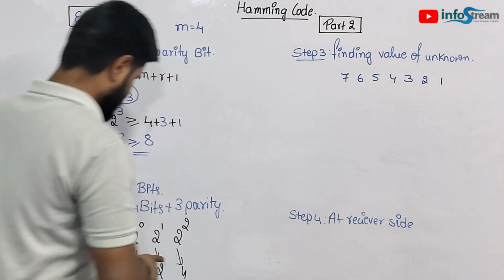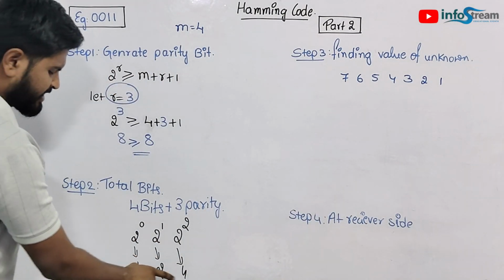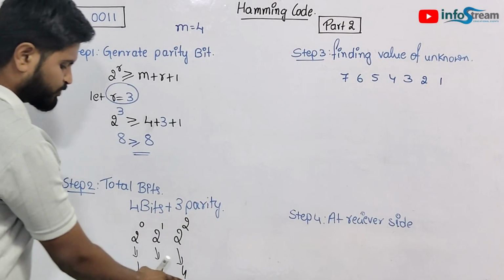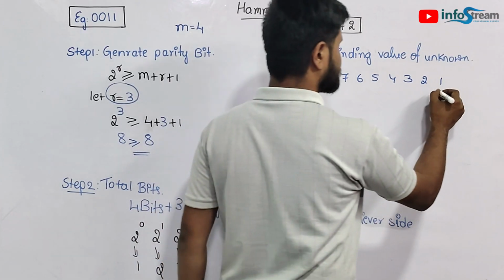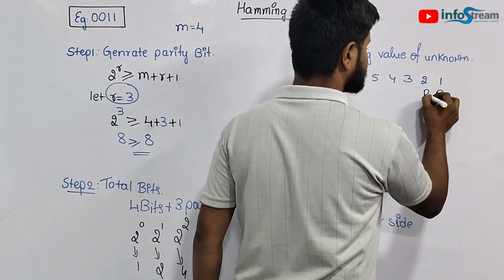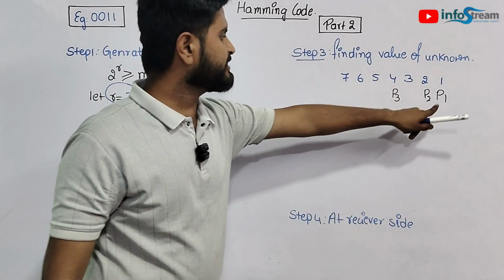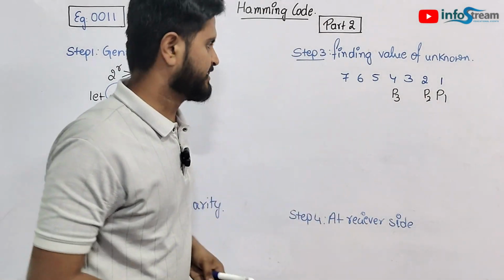Now where are all the parity bits? First, second and fourth position. So let me call them P1, P2, P4. P1 is at the first position, P2 is at the second position, P4 is at the fourth position. That is parity bit 1, parity bit 2, parity bit 3.